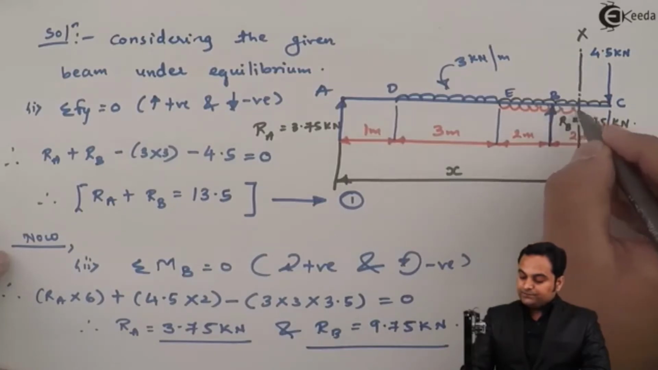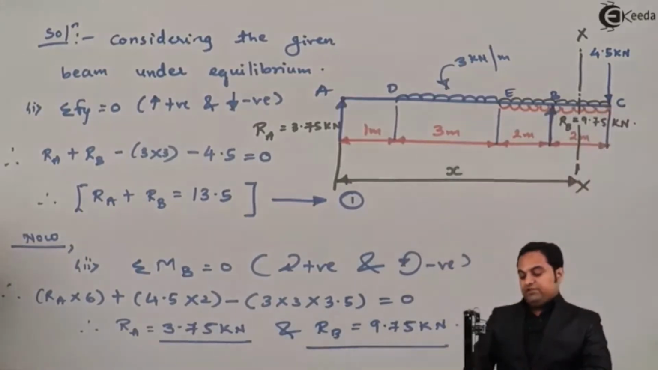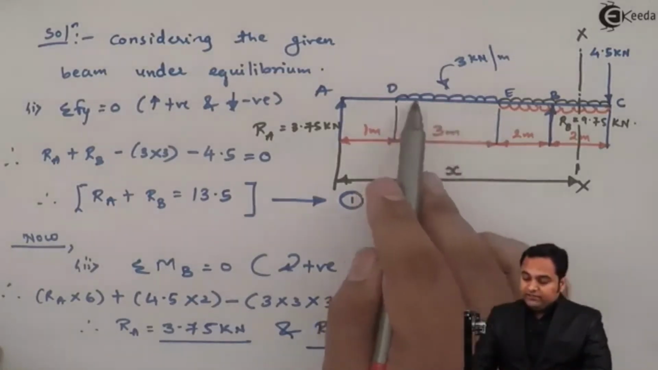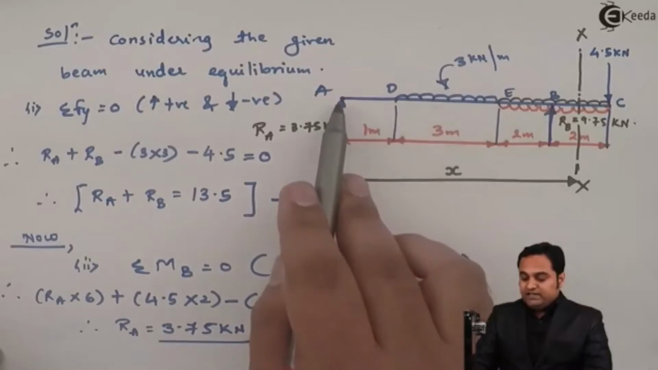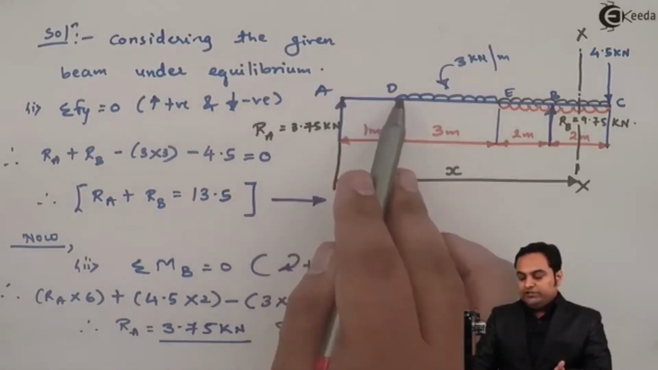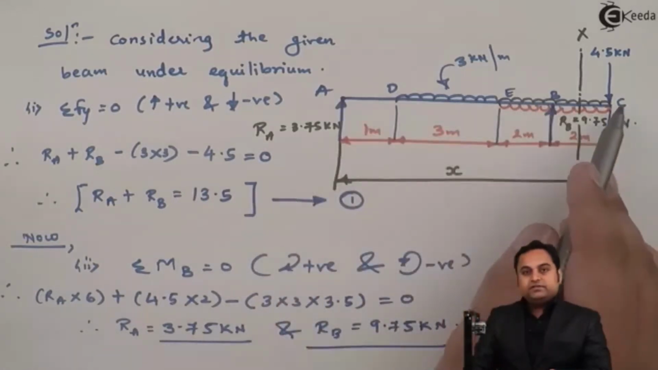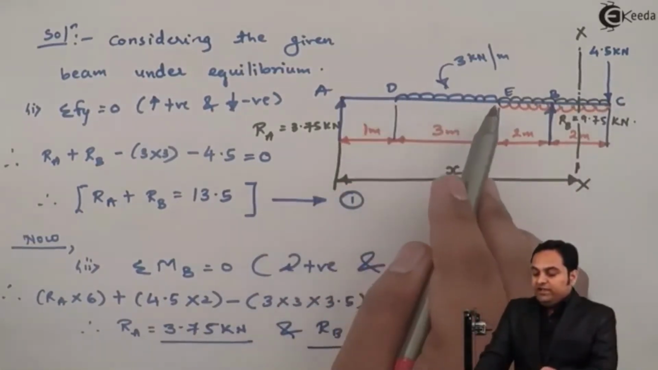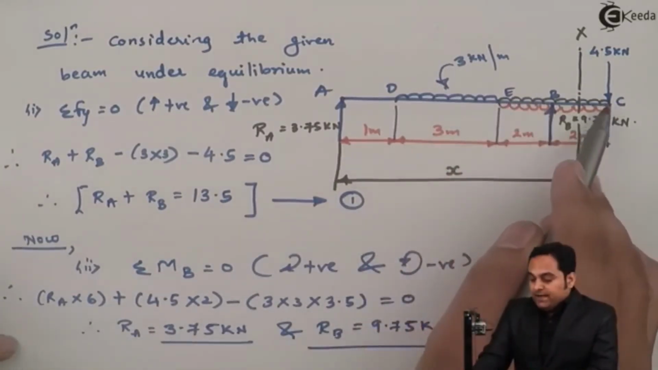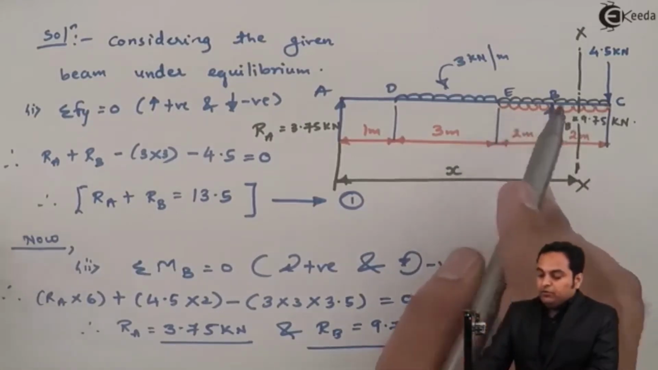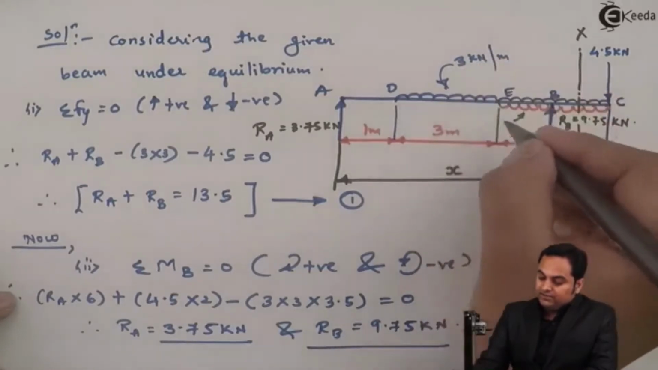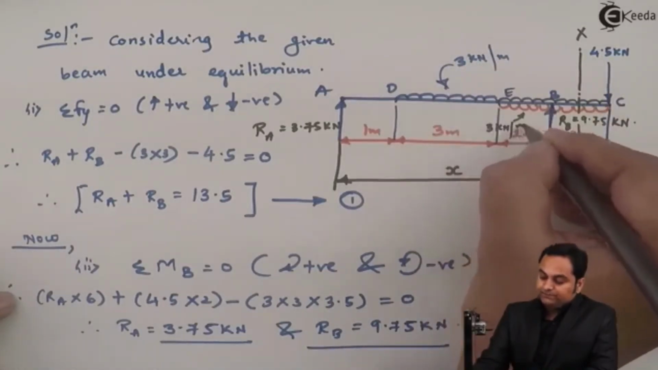It is like this, so that the effect gets cancelled out. This step is to be used if we have UDL anywhere in between the beam. If it is at the extreme end, suppose if it has started from point A, then there is no need of extending this. But since it has started from D and ends on point E, we need to extend the UDL up to C, and to balance that, another UDL value from bottom. And this UDL value from bottom will have the same intensity as above, that is 3 kilonewton per meter.